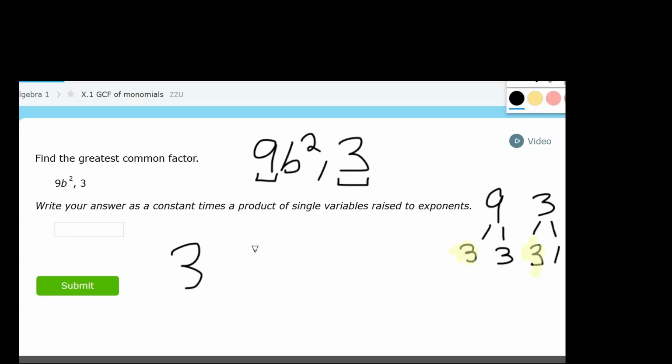So I'm going to put a 3 out in front. Alright, the 9b squared has b squared, but the 3 doesn't have any b at all. So do they have any b's in common? No. So we don't put anything for b. So our greatest common factor in this case is just 3.